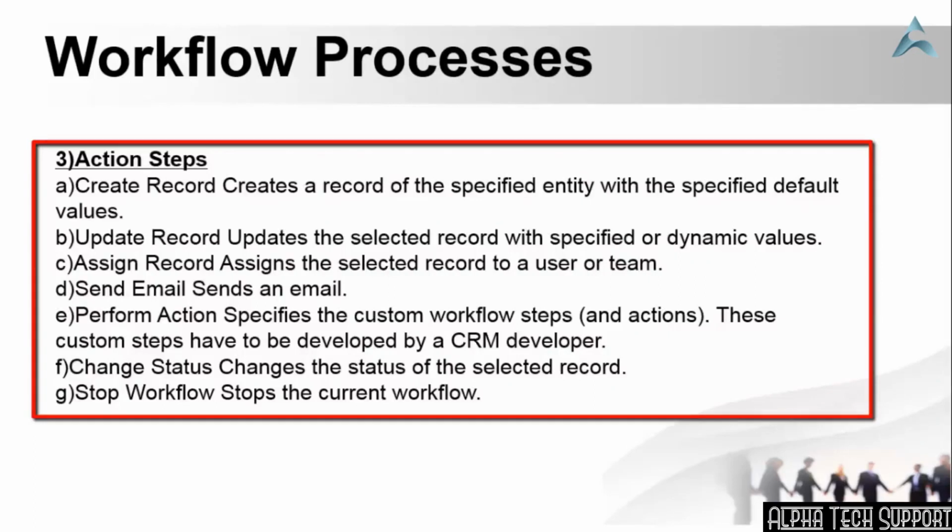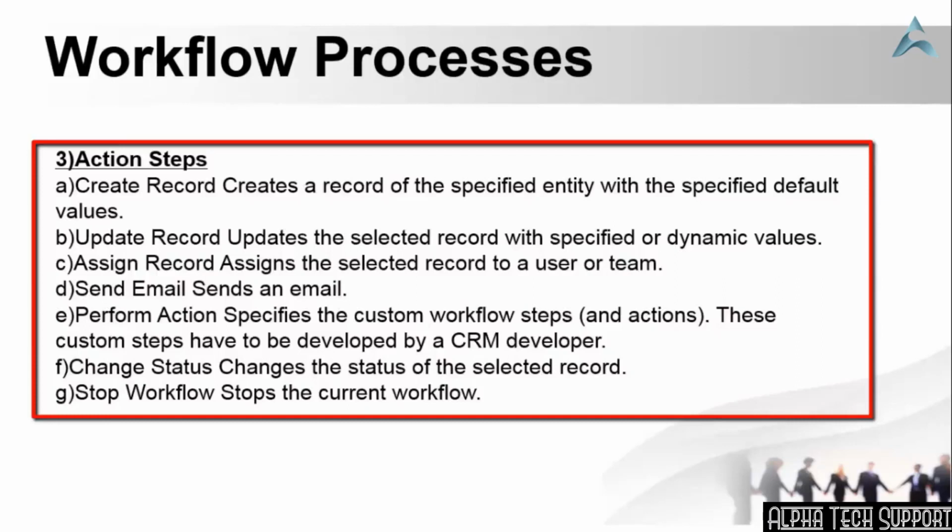Then there is assign record, which assigns the selected record to a user or a team. So basically, if a task needs to be done, we can assign that task to a specific department or specific user with the help of assign record. So for example, if there is any approval task, I will assign that task by setting the approval task to the user, whoever will be available as a manager.